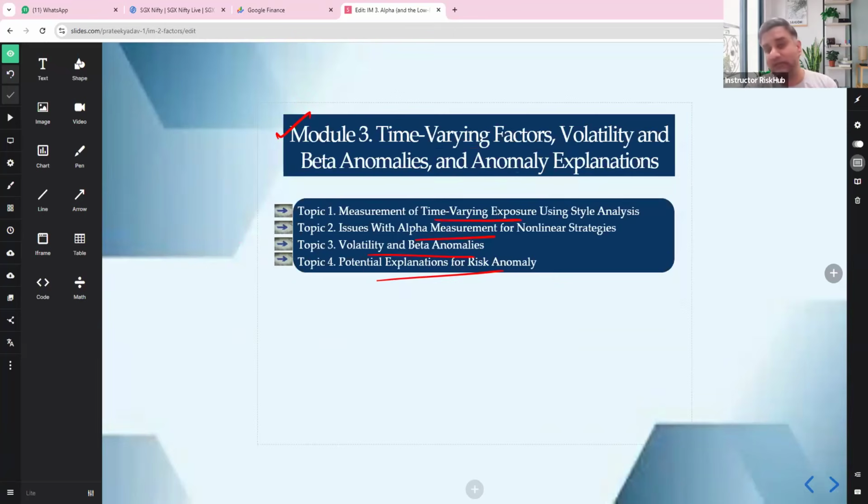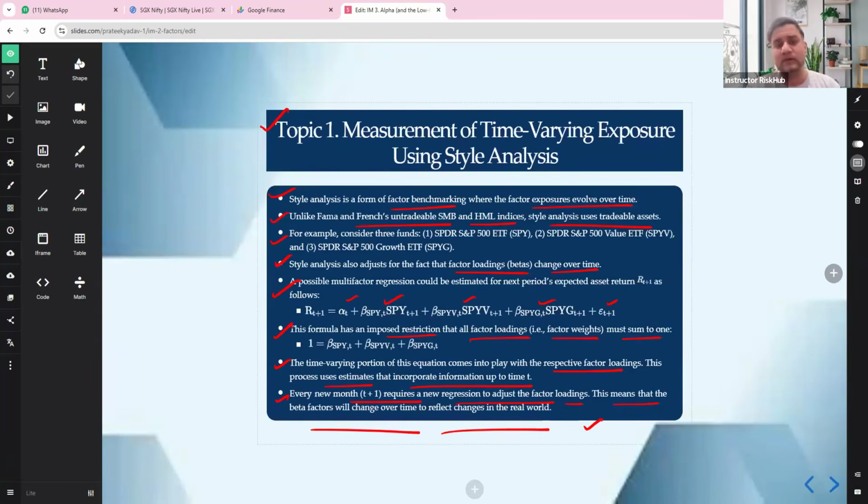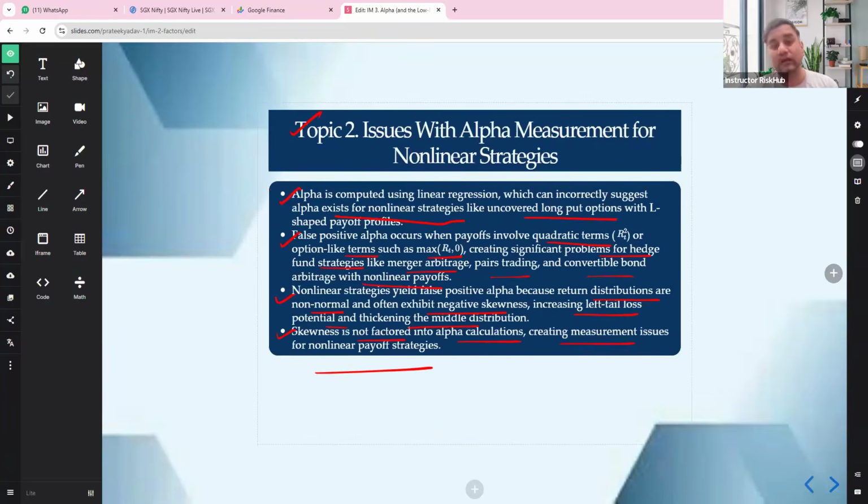Then we go to time varying factors, volatilities, beta anomalies, and anomaly expression. Again, very important, but here it's mostly theory, right? We are trying to understand what style analysis is, how it is different from Fama and French, right? What are the differences? What do we take in mind? And how do we construct it? What are the assumptions? What should the weights add up to, right? How things are evolving with time, that nothing is static, right? Risk, alpha, beta, nothing is static. They're evolving with time. Every new month, what you need to keep in mind.